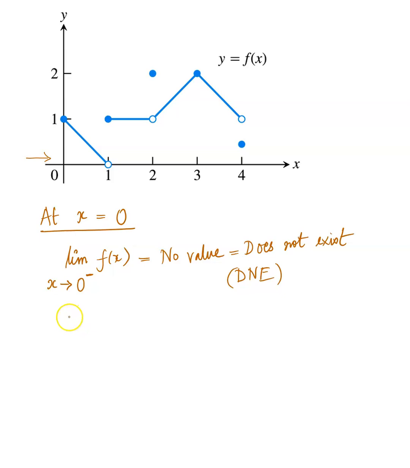All right, let's approach 0 from the right. Limit of f of x as x approaches 0 from the right, with a plus. Then look at your blue piece that's approaching from the right. Several pieces, but this is the only piece that approaches 0 from the right. And what we see is that the graph gets closer and closer to 1. So that's equal to 1.